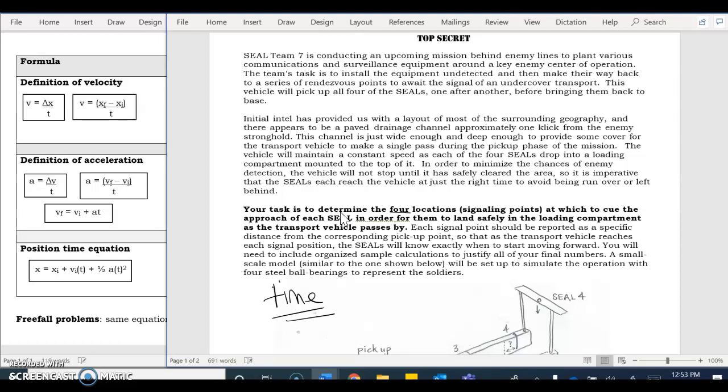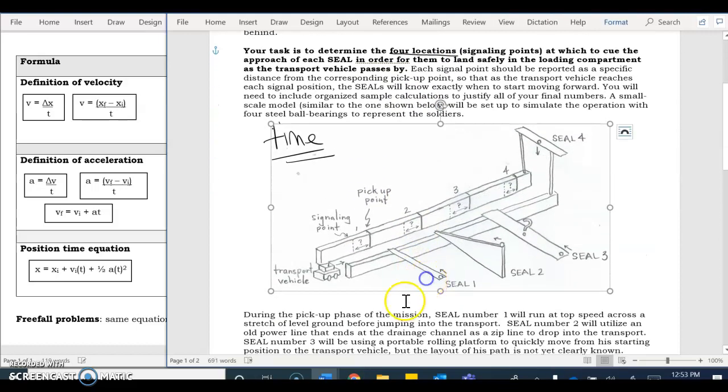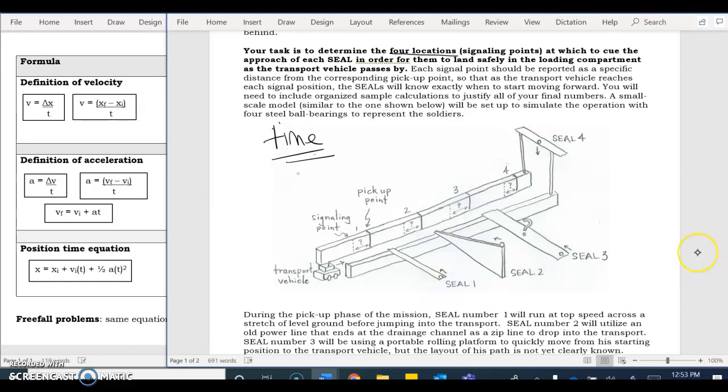I know it says to determine the 4 locations. Location, I think when we come back from the break, we're going to be doing more with the location part. Right now, you just need to know how long it's going to take each one from their starting point to get to their entry point into the truck. So time for all of these.